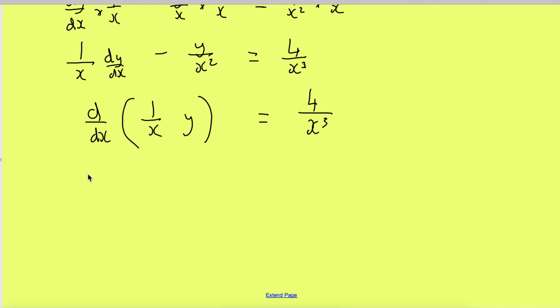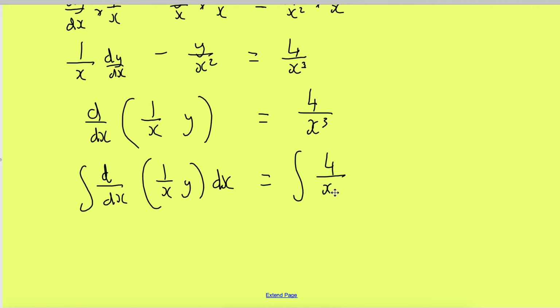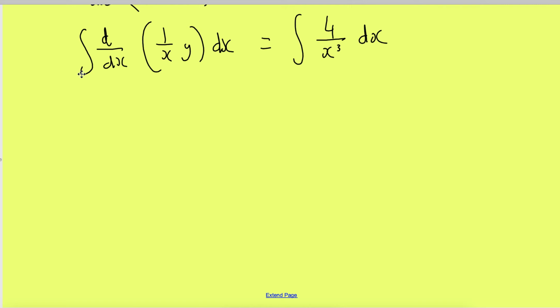Then we integrate both sides with respect to x. So things are looking good. Now, this will always happen at this point. These things here are the opposite of each other, so that cancels off. That cancels off. So I'm just left with y over x here, because 1 over x times y is y over x. And here, well, I can't integrate that yet because I've got to rewrite that as 4x to the power of negative 3 dx.